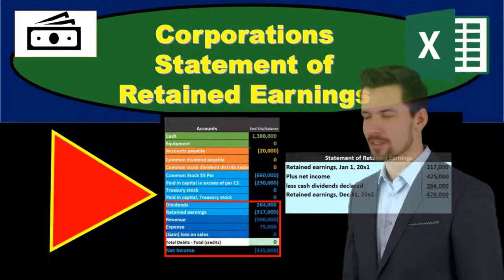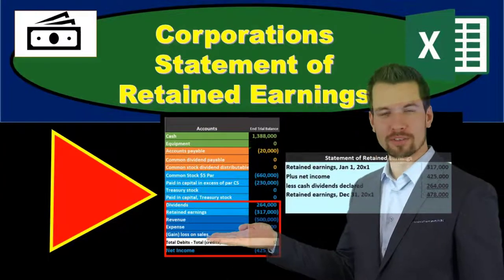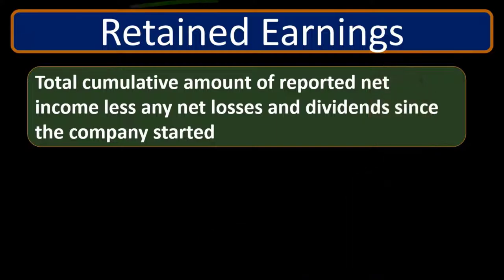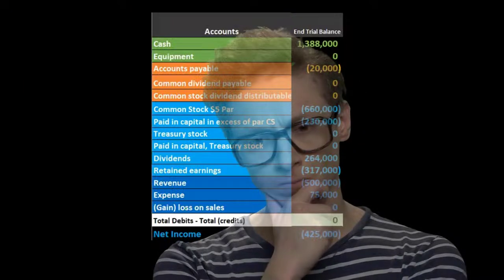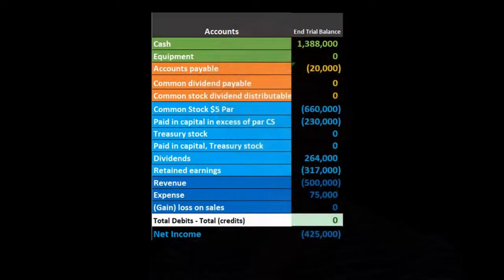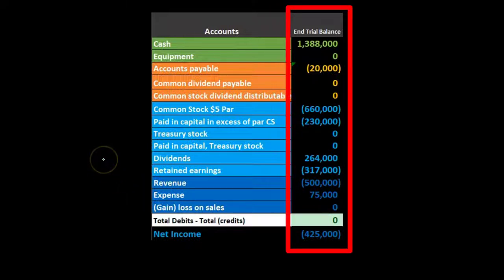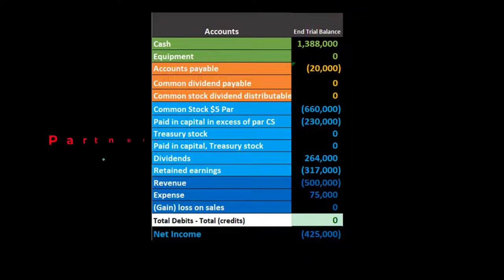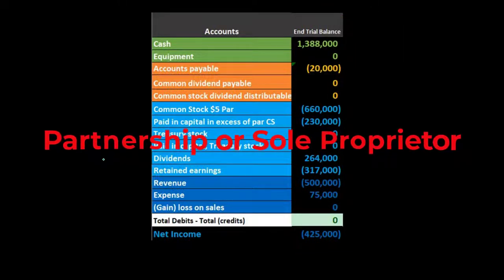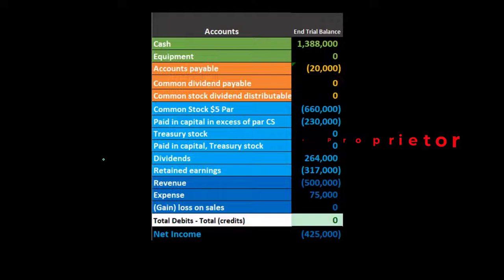In this presentation, we will take a look at the statement of retained earnings. First, the definition of retained earnings: the total cumulative amount of reported net income, less any net losses and dividends, since the company started. So remember, when we're thinking about retained earnings, or the equity section of the trial balance or financial statements, we're breaking that out a little bit differently than we would for a partnership or sole proprietor, which can be intimidating at first.